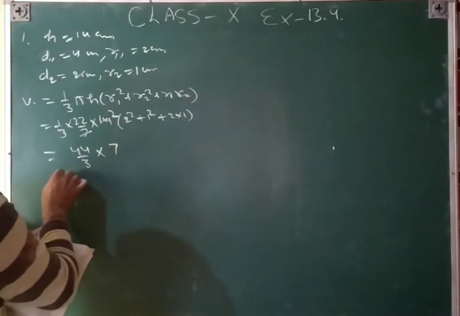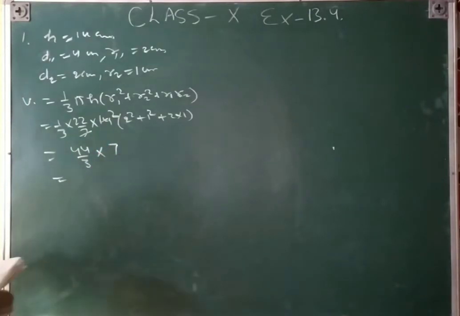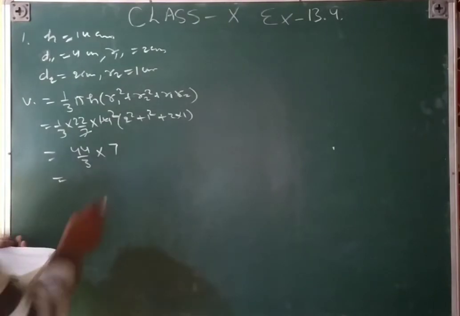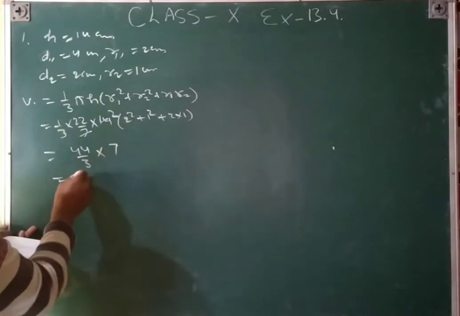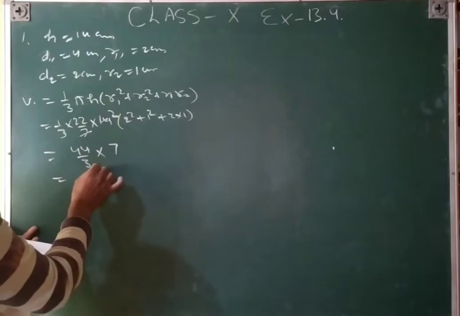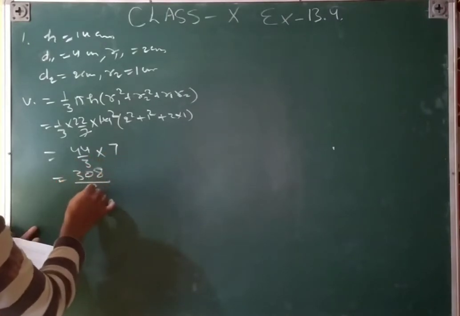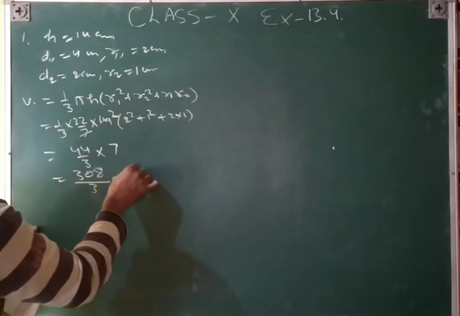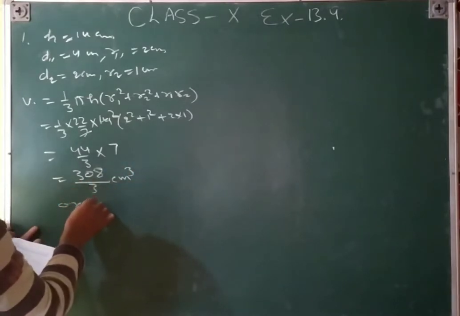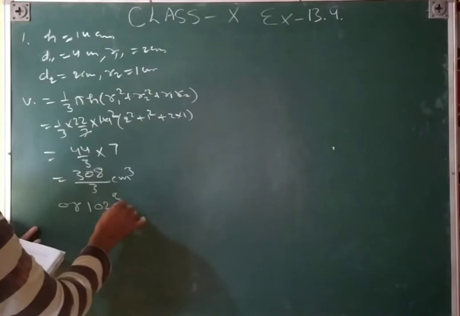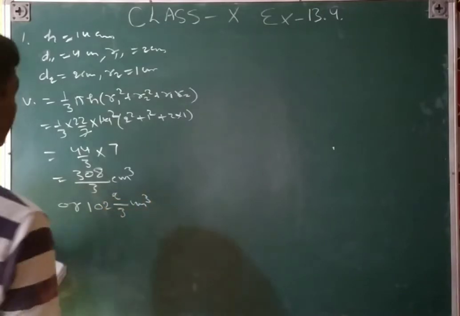So that will be 7. Now 2 twos are 4, plus 1 is 5, plus 2 is 7. Yes, 7 fours are 28. So it is 308 upon 3 which is about 102.67 centimeter cube. Or you can also write it in mixed fraction, 102 and 2 upon 3 centimeter cube.